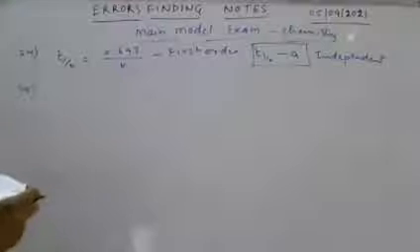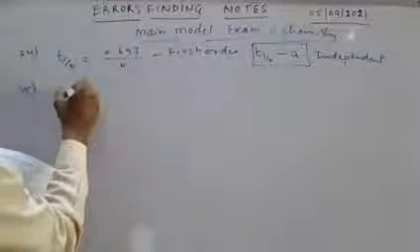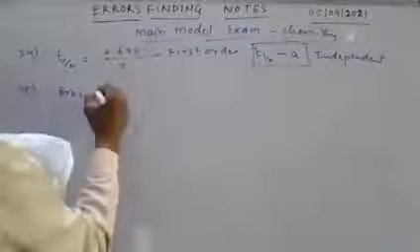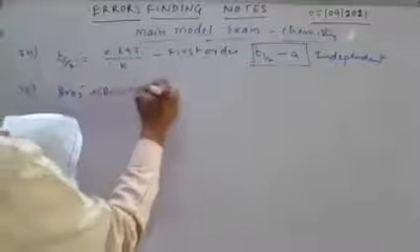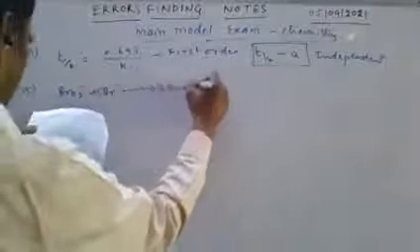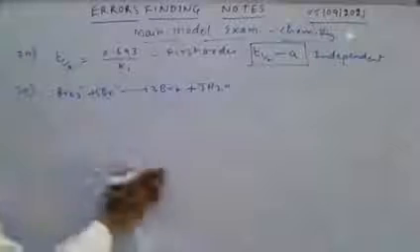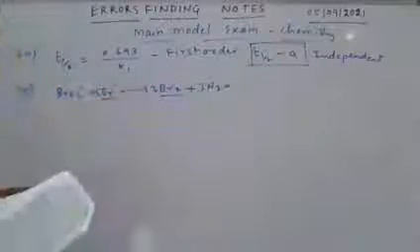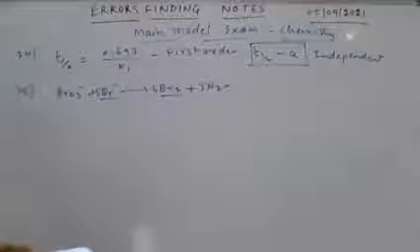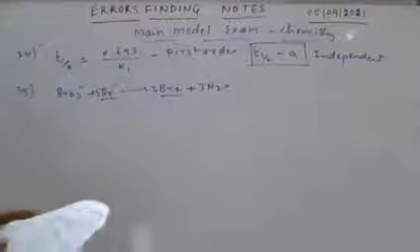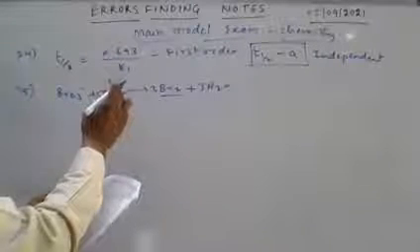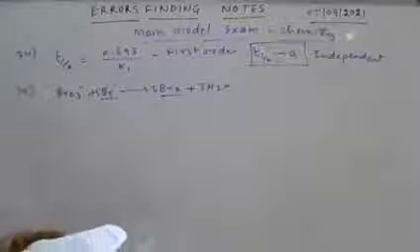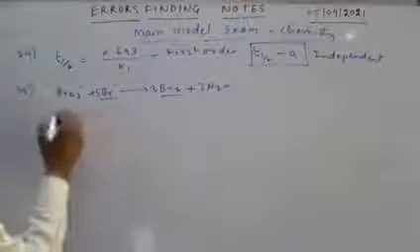Next one. Here is a relation: BrO3 minus plus 5Br minus gives rise to 3Br2 plus 3H2O. With respect to Br minus and Br2, they gave the relation: rate of disappearance of Br minus. Write down the rate expression.